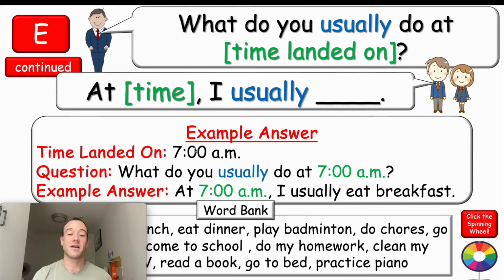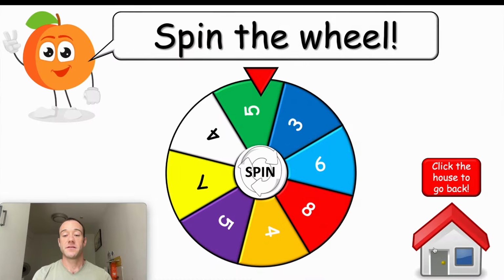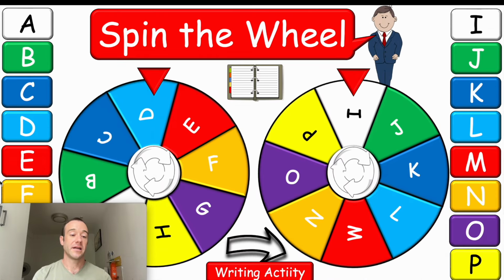So the time landed on is 7 a.m. Question: what do you usually do at 7 a.m.? Example: at 7 a.m. I usually eat breakfast. Okay, and then spin the wheel. Let's go to the next one.